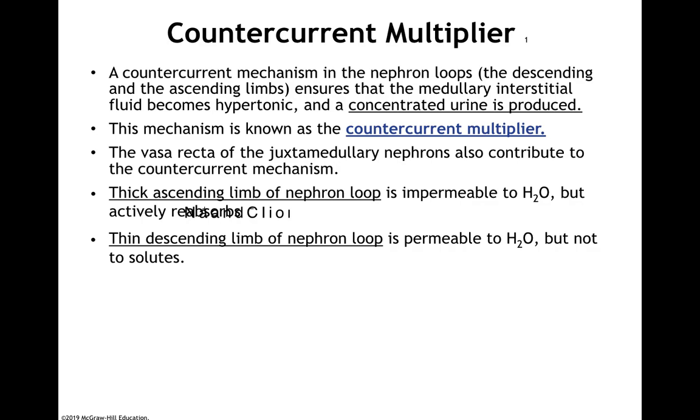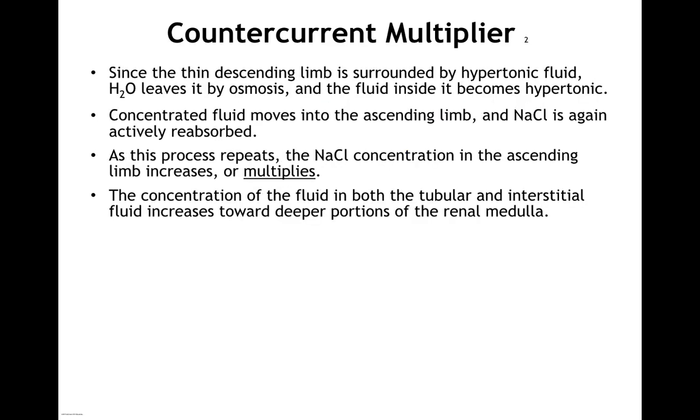The thick ascending limb of the nephron loop is impermeable to water, but actively reabsorbs sodium. The descending nephron loop is permeable to water, but not the things dissolved in water. Since the thin descending loop is surrounded by hypertonic fluid, water leaves by osmosis and the fluid inside becomes hypertonic. Concentrated fluid would then move into the ascending loop.